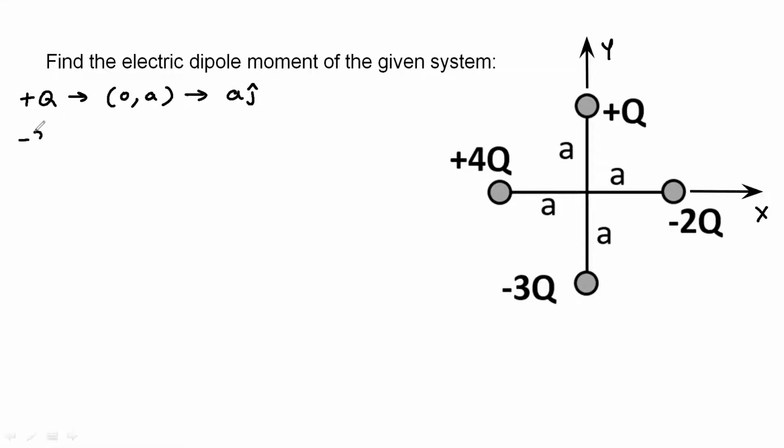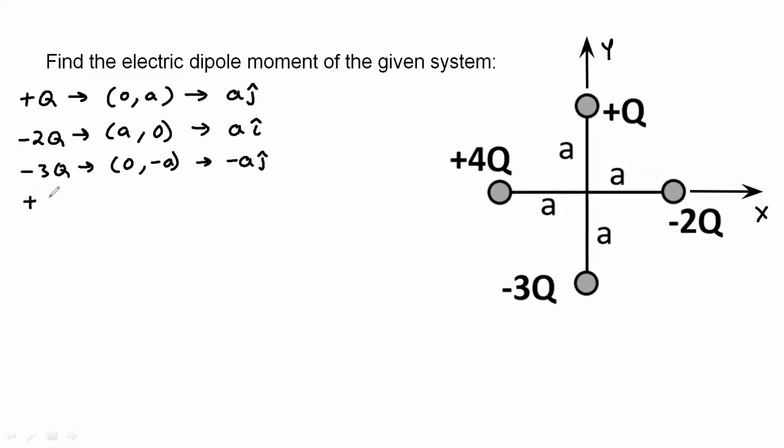For minus 2q, it is a comma 0. Hence, its position vector is going to be a i cap. For minus 3q, the coordinates is 0 comma minus a. Hence, the position vector would be minus a j cap. And for plus 4q, it is minus a comma 0. Hence, the position vector is going to be minus a i cap.